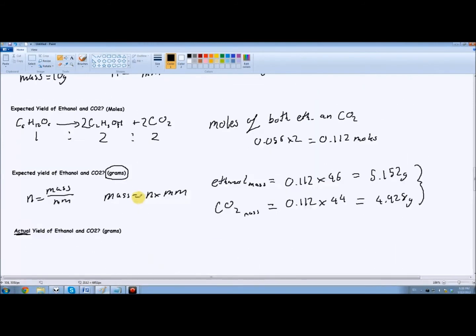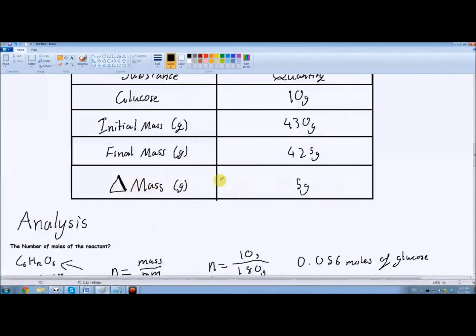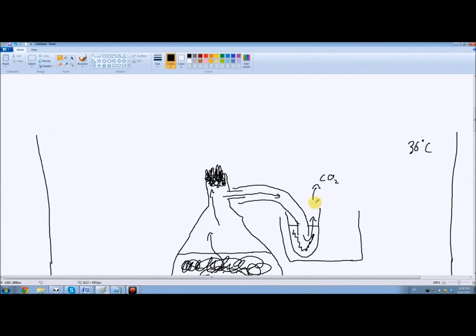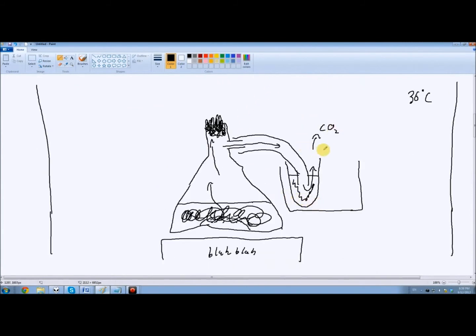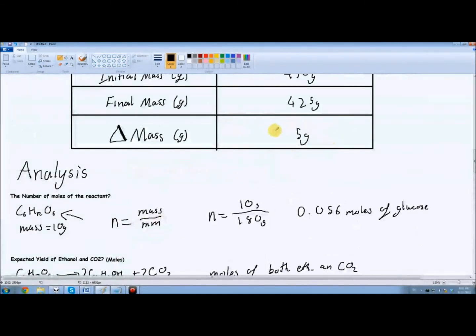So we go down here, actual yield of ethanol and CO2. So how do we work out from the change in mass what those are? Well, if we actually think about our prac, we go back to our experiment. Why do we lose mass? It's because of our CO2 escaping to the atmosphere, right? And that is it. Ethanol stays in here, the water stays in here, the yeast stays in here. So the only thing changing is us losing CO2. So that explains our decrease in mass, our mass change, right?